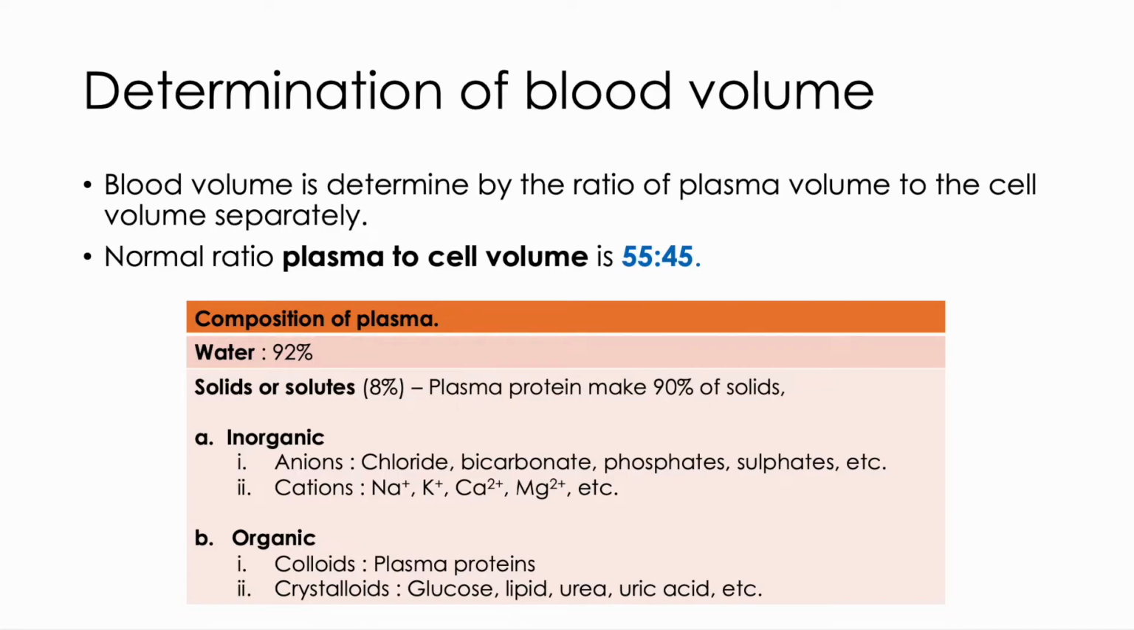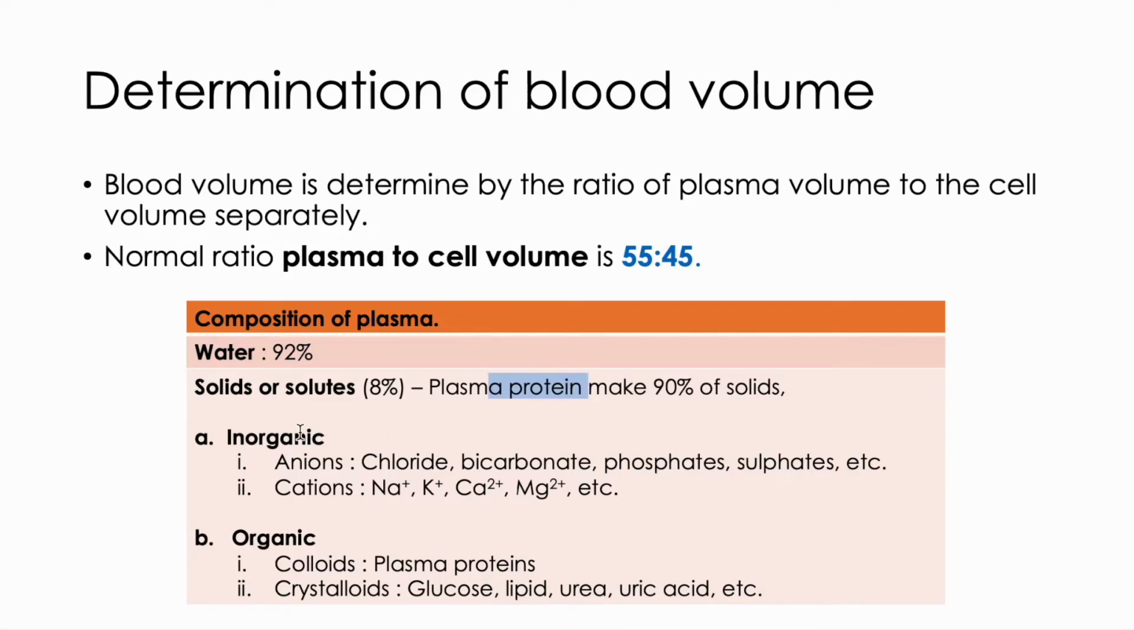We determine the blood volume by the ratio of the plasma to the cell volume. The plasma to the cell volume is 55 to 45. As I mentioned, water constitutes 92%, and the other solids and solutes are 8%. Out of this 8%, 90% is plasma protein.